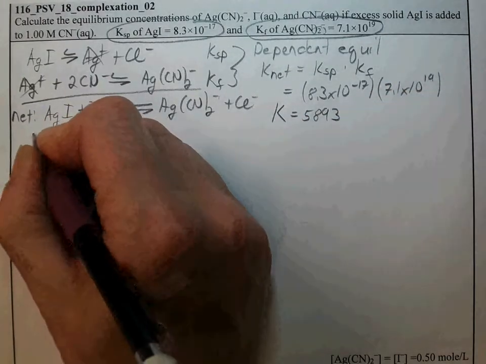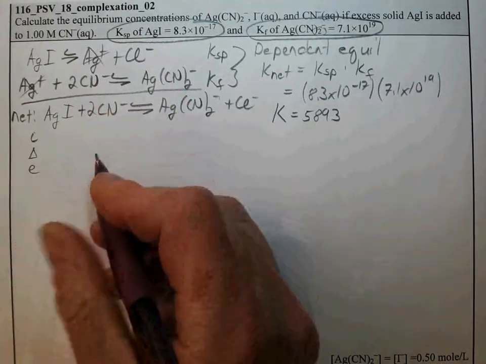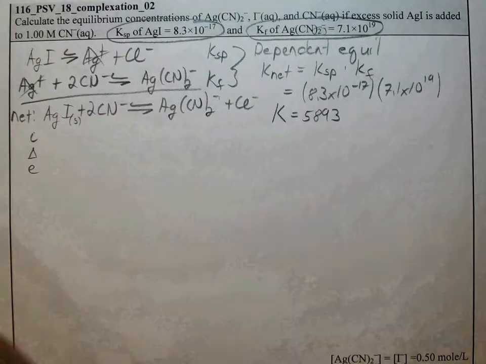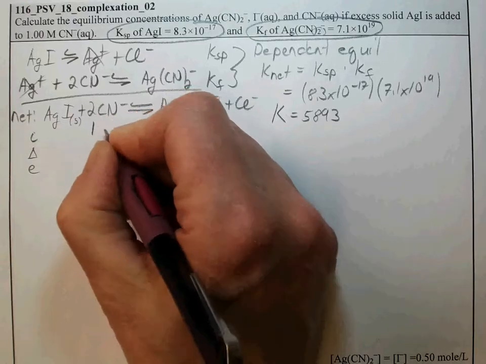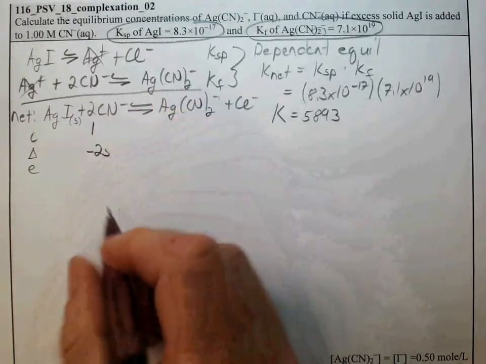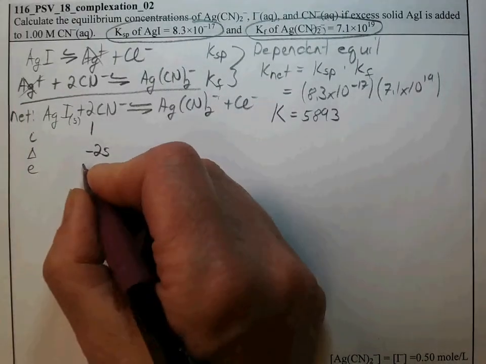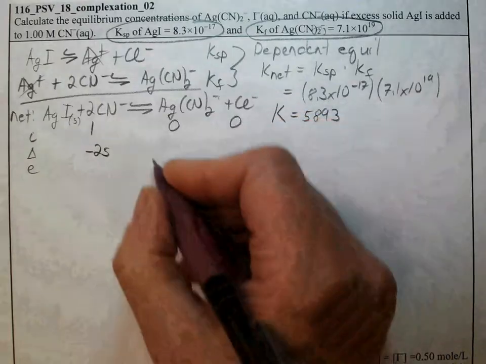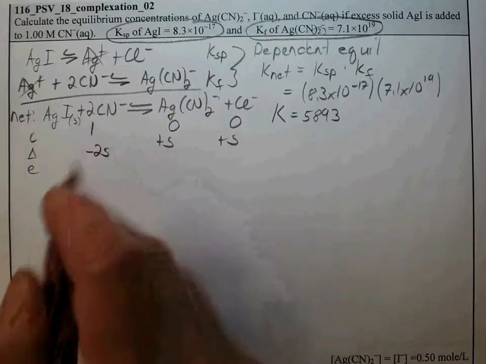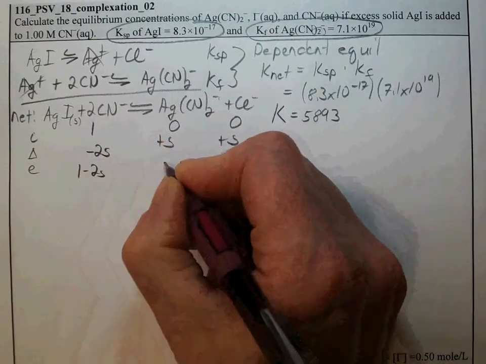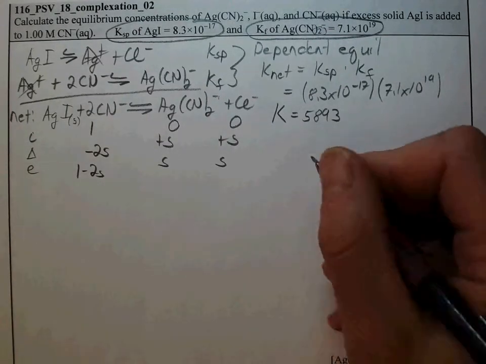Okay, our ICE table. This is a solid, so we don't care, it's not going to appear. The cyanide ion concentration starts at 1, and we're going to lose 2S for every S moles of the salt that dissolves. We don't have any of our products. We gain S and S of each product when this occurs. So we have 1 minus 2S, S, and S as our equilibrium expressions.